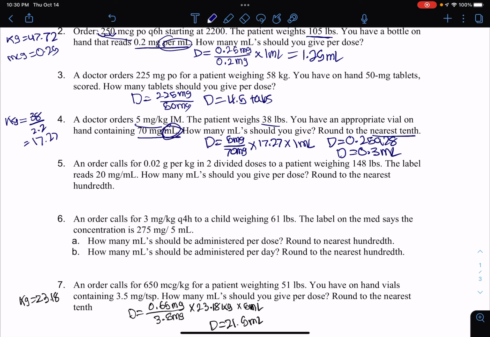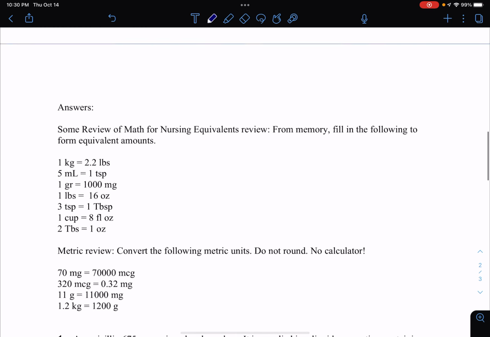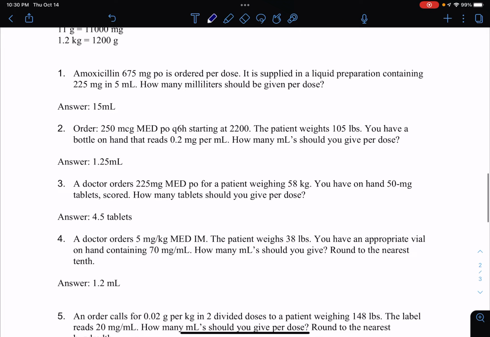Everything else is right. So we're going to do 5 divided by 70 times 17.27. In reality, it's going to come out to 1.2335. Rounded, it's going to be 1.2 mLs, which is the answer.